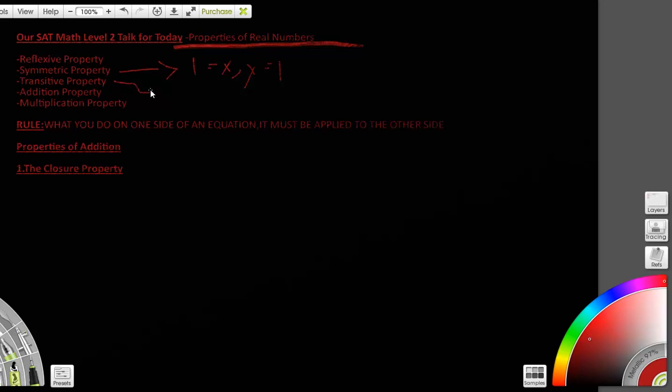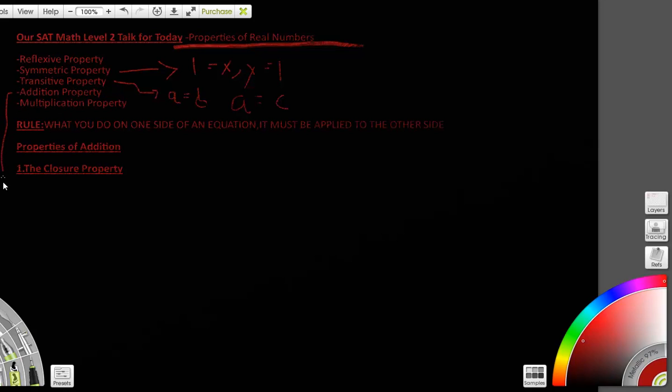Next we have the transitive property, and that one says that if one real number equals another one, so if a equals b and b equals c, well, we know that a equals b, so we can substitute b for a. When you substitute, what you get is a equals c. So that's the transitive property.